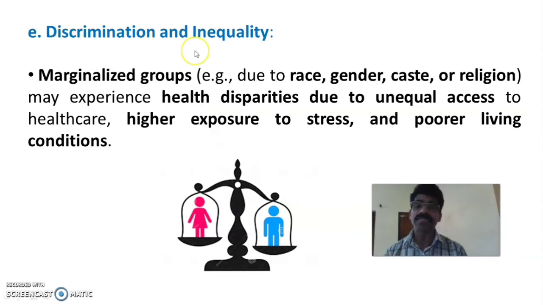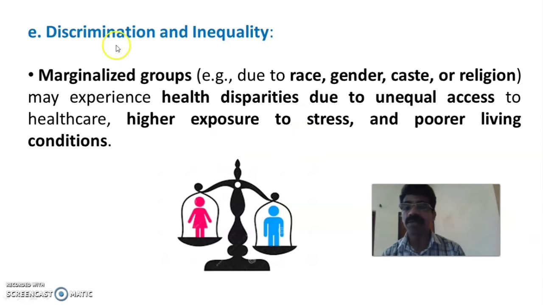The next one is discrimination and inequality. Of course, in our society there is discrimination and inequality toward marginalized groups of people. Marginalized group means people may be discriminated against due to race, gender, caste or religion. Those people may experience health disparities and receive fewer health services due to unequal access to healthcare. They may not be able to achieve quality healthcare services. At the same time, they may have increased chances of exposure to various stresses.